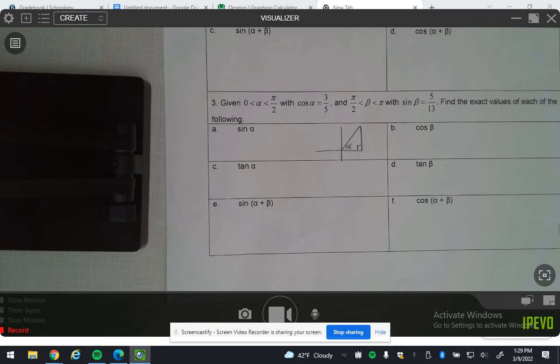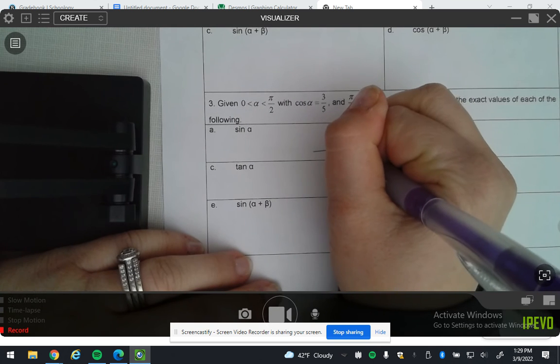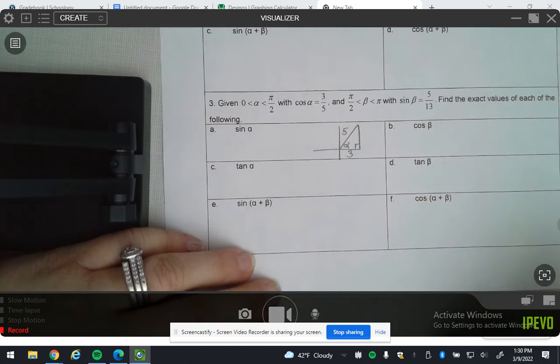The cosine is 3 over 5. Can I use my knowledge of right triangle trig to be able to label my side lengths? Cosine is what over what? Adjacent over hypotenuse. So it's going to be 3 and 5. Yes?